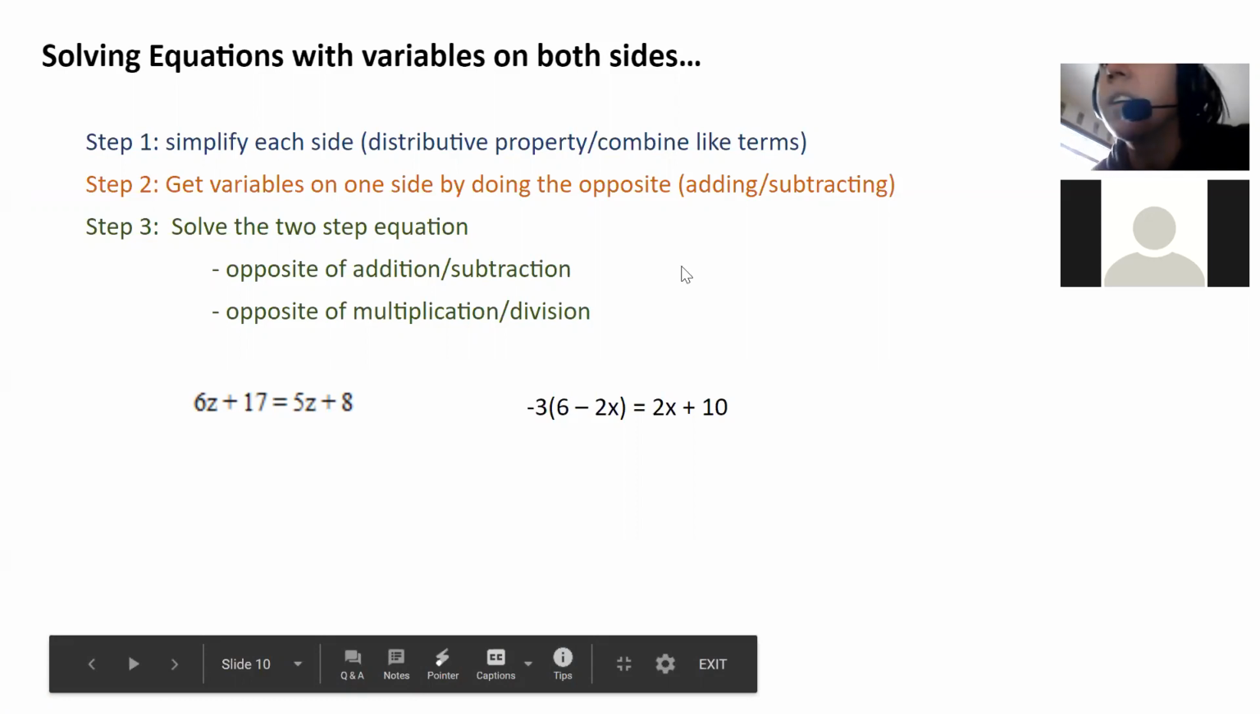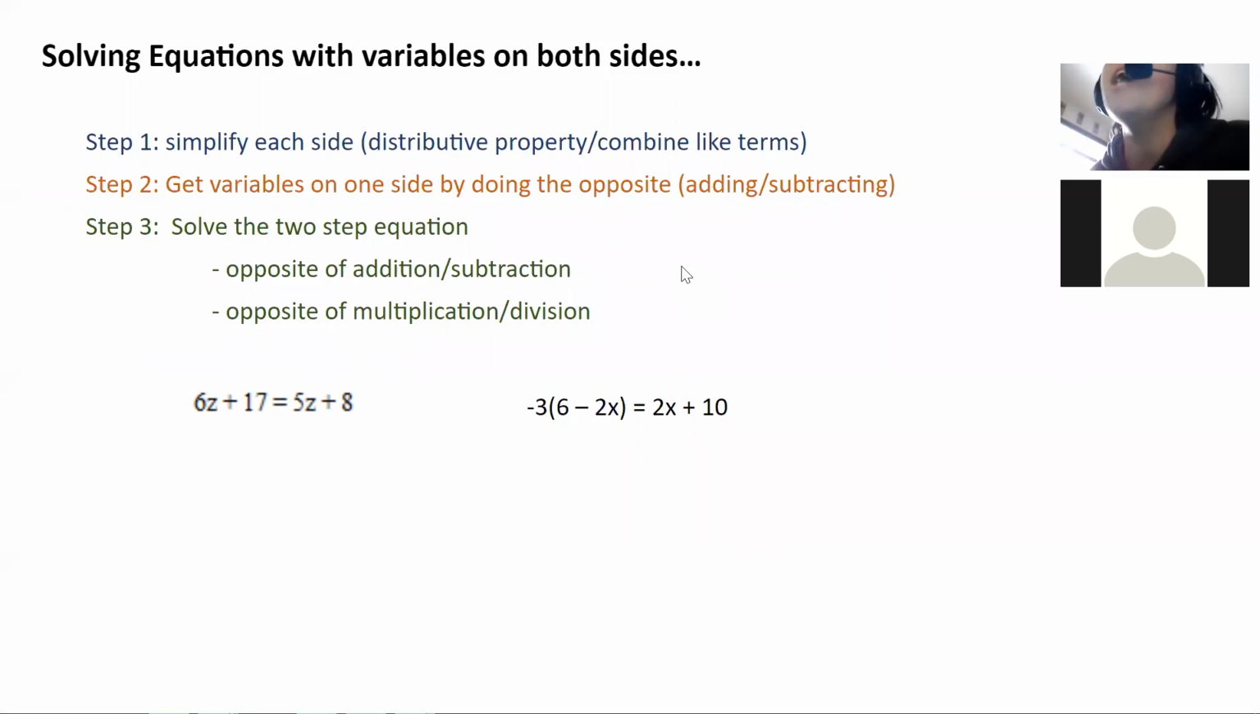Okay. So now when we get the variables on the same side, and this is the last instruction that we're doing, and then we'll try our quick activity.